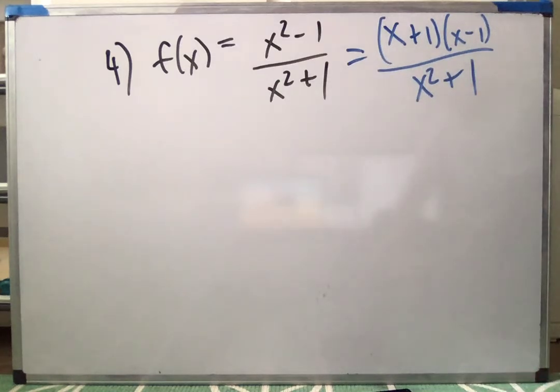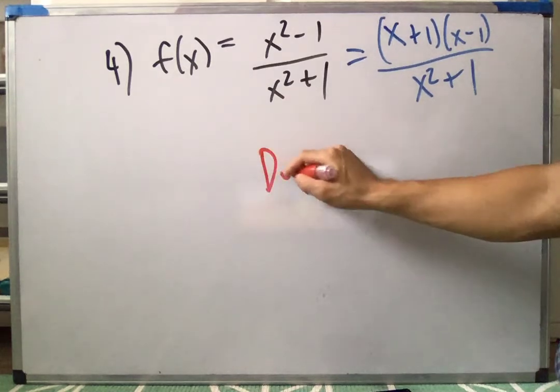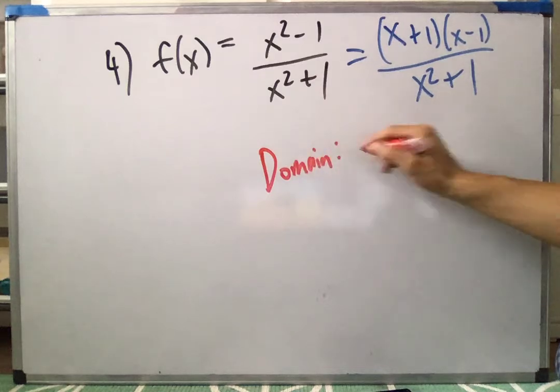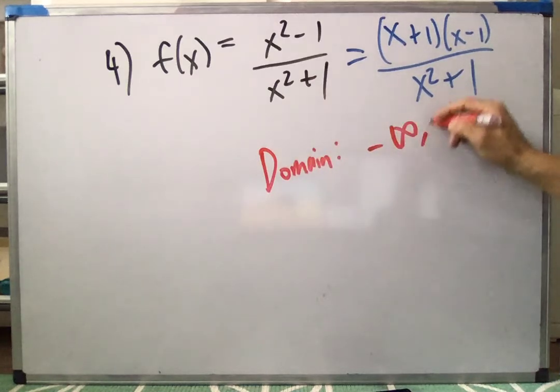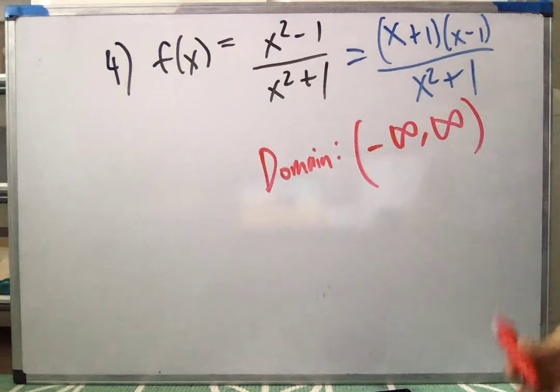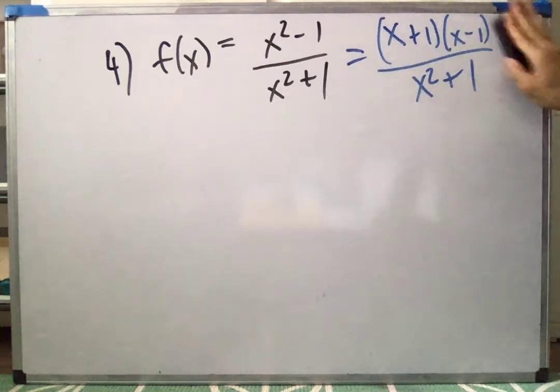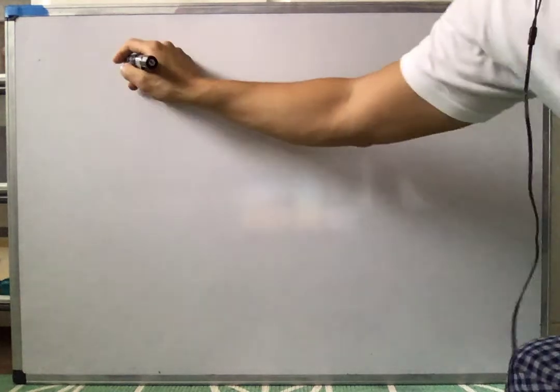All right, what does that mean in terms of my domain then? It means there's nothing I can put in here that's going to make the bottom 0. So the domain has no restrictions. And there are no restrictions at all, period. So the domain is going to be negative infinity to positive infinity. And we have no necessary restrictions. Okay, that's 4. That's an easy one, but kind of a little tricky because it has no restrictions.